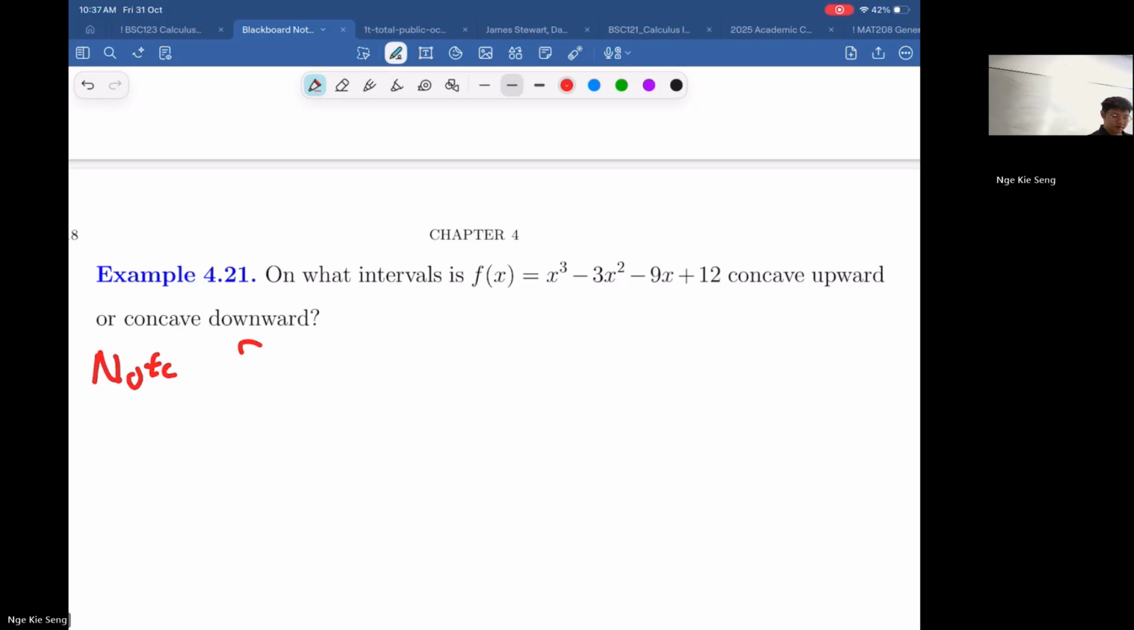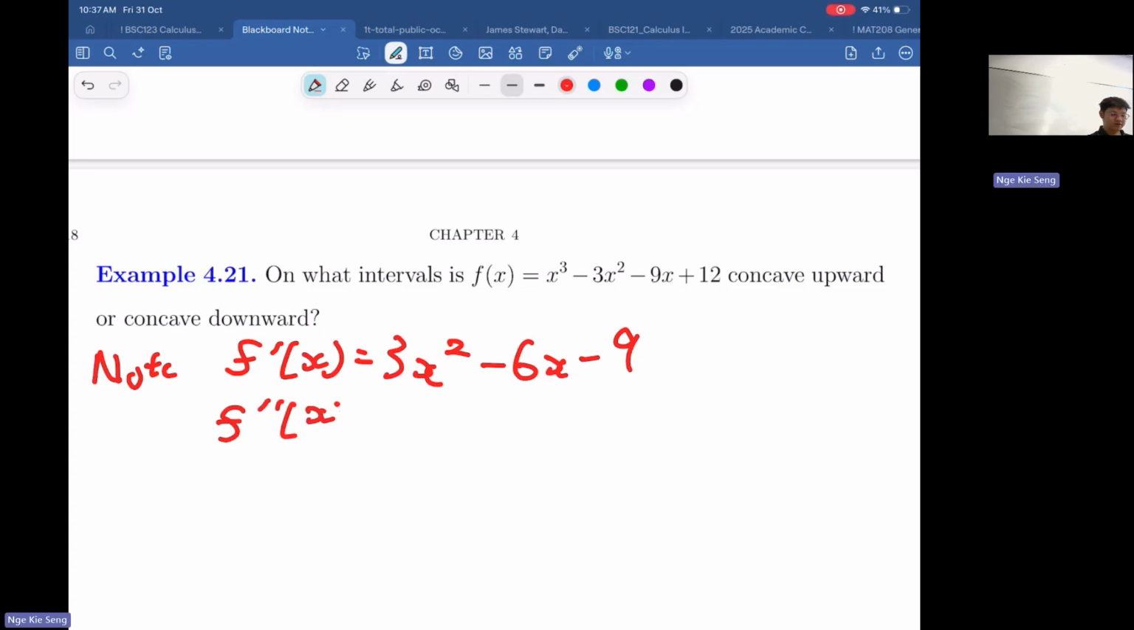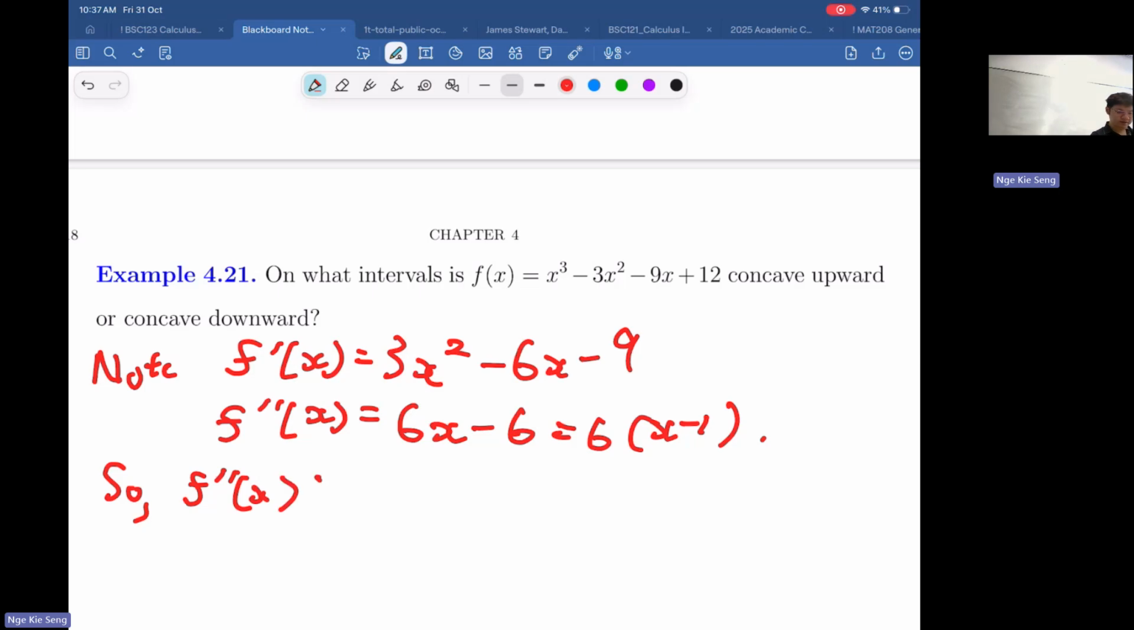So note that what is f prime x here? Let's quickly compute: 3x squared minus 6x minus 9. Similar function, I think we differentiated this before. Now we need to differentiate the second time: 6x minus 6, which is 6 times x minus 1. So let's see, when is this function greater than 0 and less than 0? Who controls the positivity or negativity here? 6 cannot control, 6 is already positive. But the problem here is x minus 1.